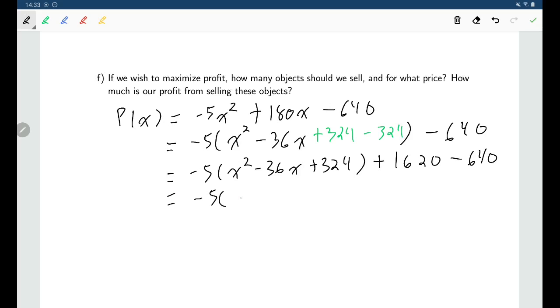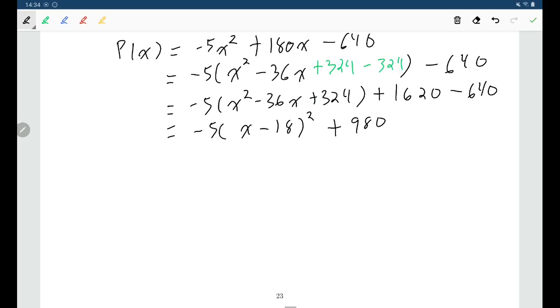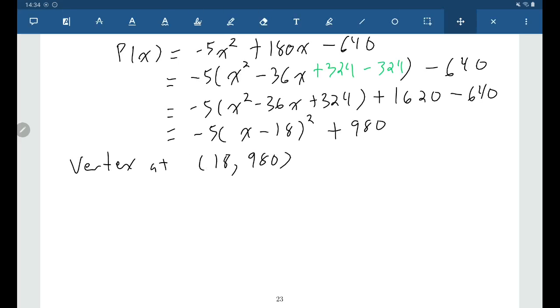And then just finishing things off with my completing the square. That bracket, x squared minus 36x plus 324, is the perfect square of x minus 18, all squared. And then positive 1620 minus 640 gives me positive 980. So that means we know where our vertex is. Our vertex is at the point (18, 980).